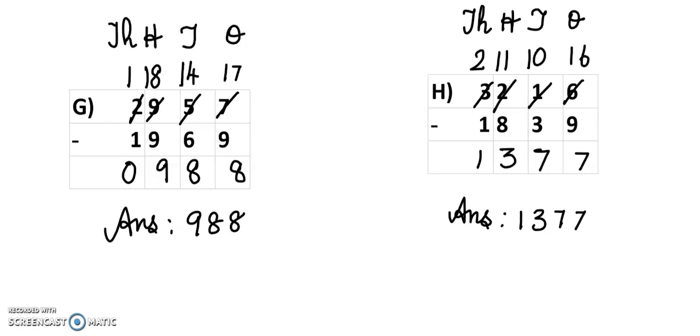So the answer is 1377. So listen children, when we are subtracting numbers, if you are subtracting from the smaller number, you have to borrow from the next place. If it is a smaller number, you have to borrow from the next place, and then you have to subtract, then you can write the answer.